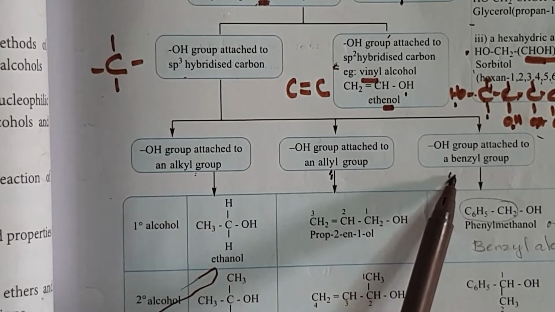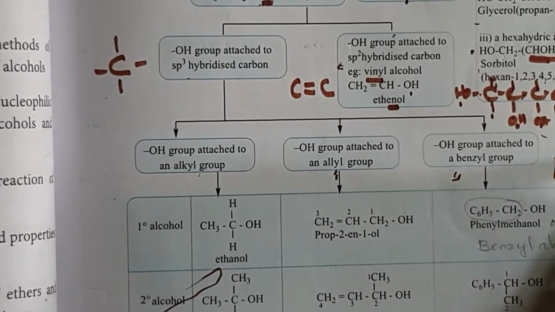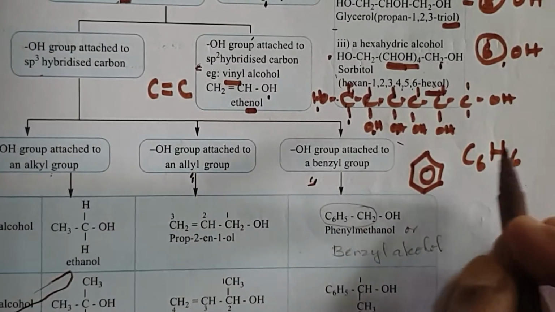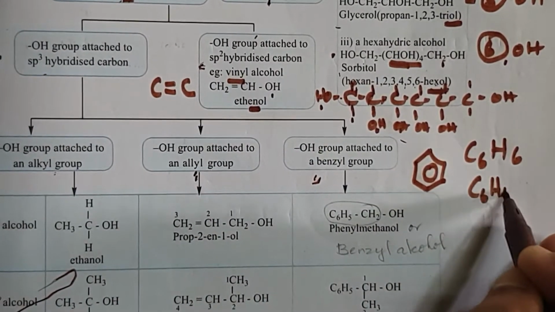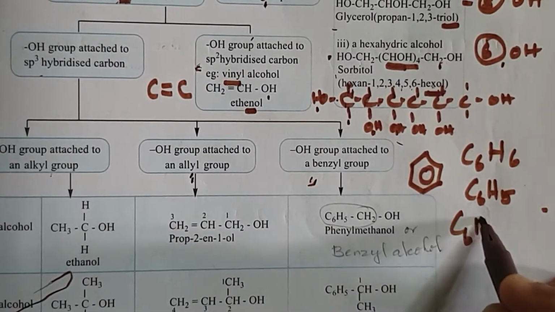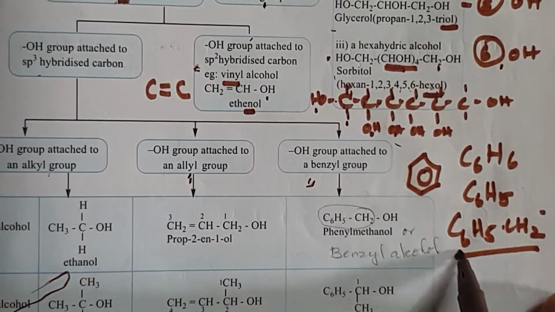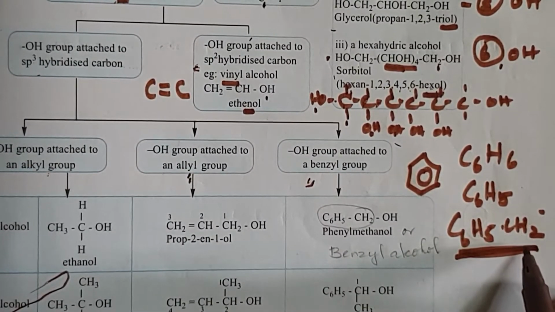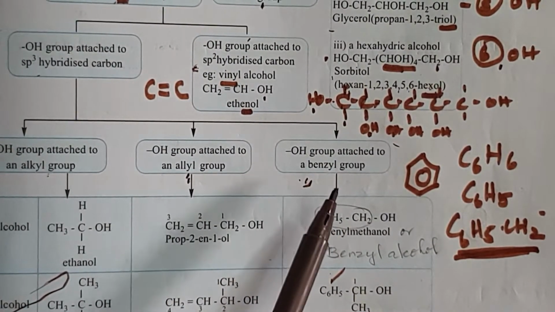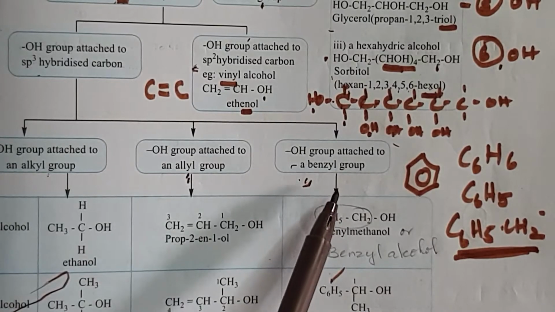What is a benzyl group? You have all heard about a benzene ring. This is benzene, C6H6. Now, if in C6H6 one hydrogen atom is removed, it is called a phenyl group, PHENYL. To this phenyl group, if a CH2 group is attached, this is called a benzyl group. So to this benzyl group, if an OH is attached, then it will come under the third case of classifying an alcohol, where the OH group is attached to a benzyl group.